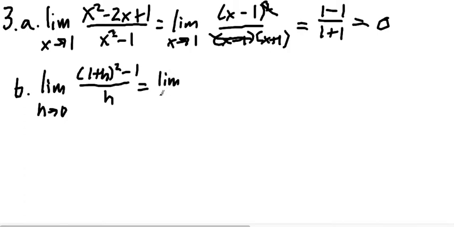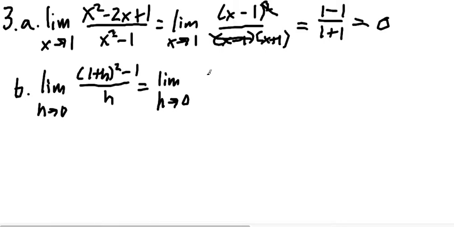Anyways, if you try to plug in 0 into this limit as h goes to 0 of ((1 plus h) squared minus 1) over h, you get 0 over 0. So again, that means that we should be able to factor, but the bottom is just h, so that means we should be able to find a factor of h on top. Well, the top is (1 plus h) squared minus 1. I don't see a factor of h.